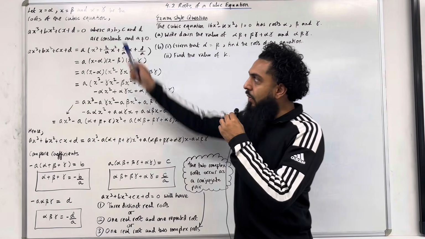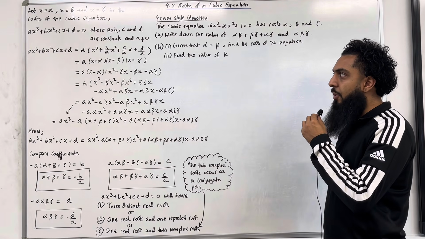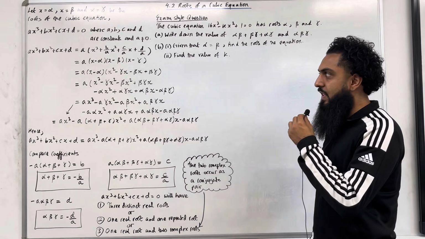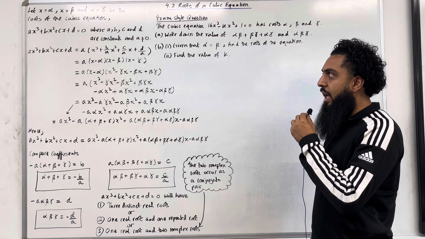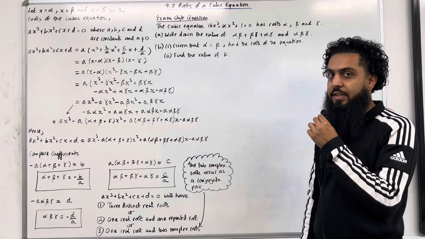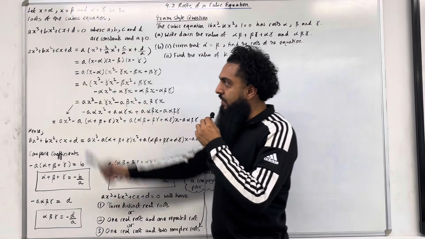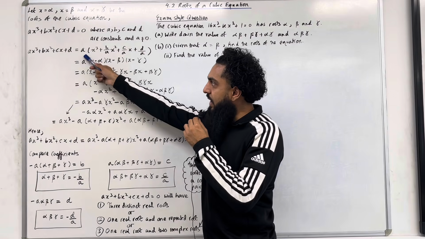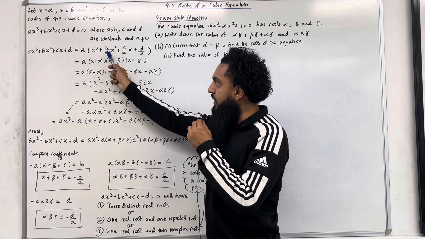Let x = alpha, x = beta, and x = gamma be the roots of the cubic equation ax³ + bx² + cx + d = 0, where a, b, c, and d are constants and a is not equal to 0. The cubic ax³ + bx² + cx + d can be factorized into a outside the bracket, and inside the bracket we've got this cubic.